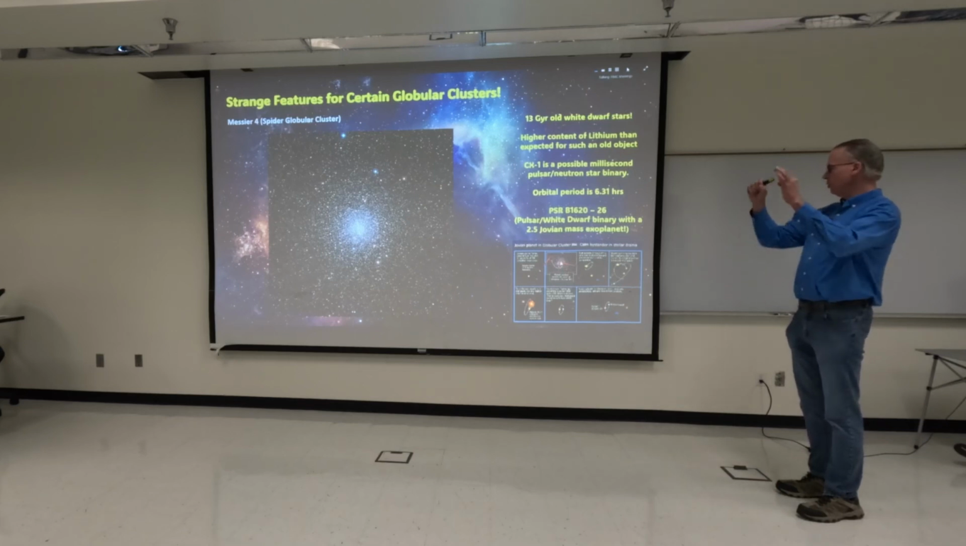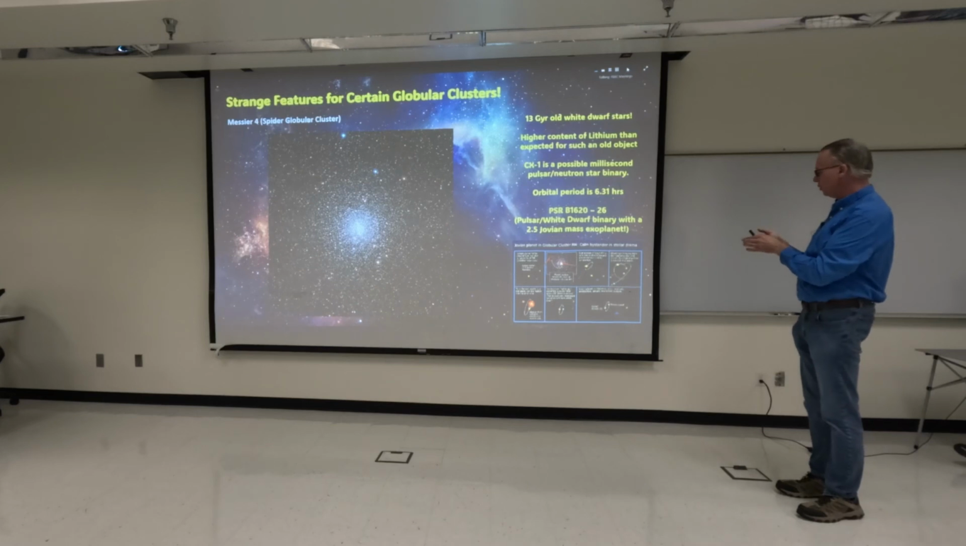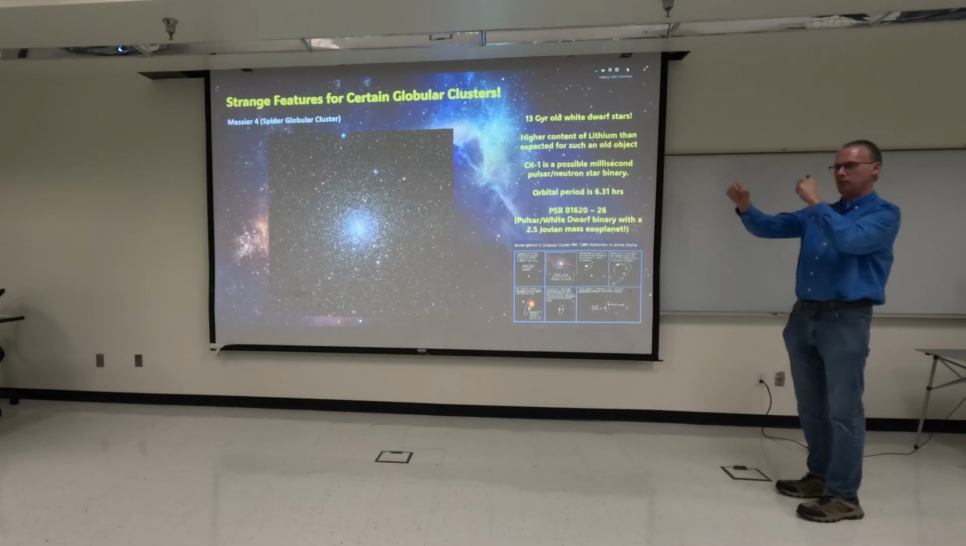So you get the white dwarf and the pulsar orbiting around each other. And then outside that orbit is basically a Jupiter-like planet that's 2.5 times the mass of Jupiter. And the orbital period between the 2 stars is 6.3 hours. So they're whipping around each other pretty fast.